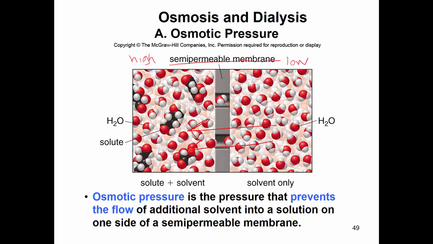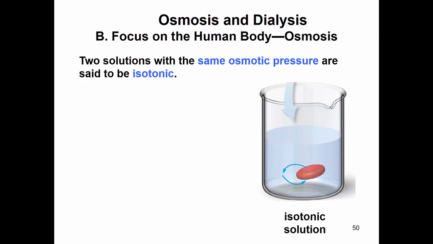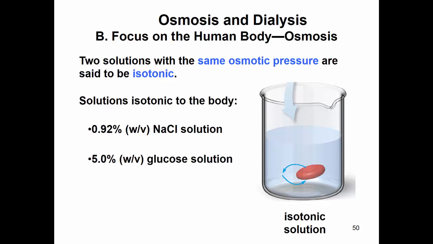This builds up a pressure known as osmotic pressure, and this prevents the flow of any additional solvent into a solution on one side of the membrane. The most common way that we relate osmosis is to our body. A lot of you are going on into nursing, and probably have already had A&P, so this is, like I said, a reminder. If you have two solutions together that have the same osmotic pressure, then we call them isotonic, so the same. One example would be a 0.92% salt solution and a 5% glucose solution. This is an isotonic solution.